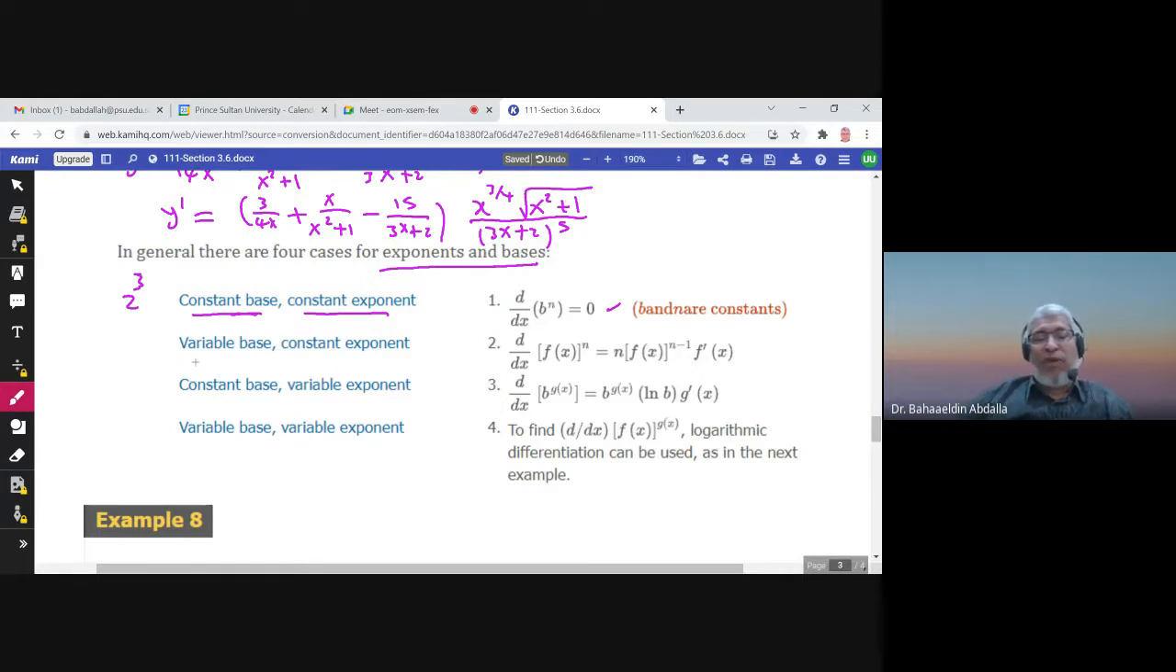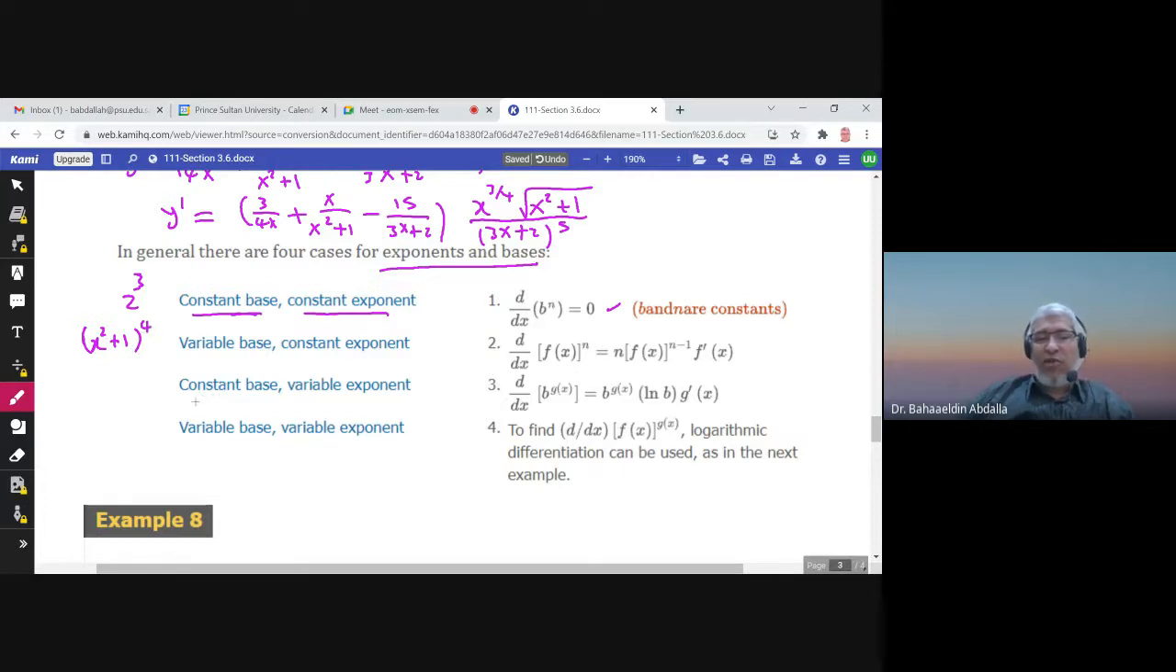What if we have a variable base? So for example, x squared plus 1 to the power 4. What would be the derivative with a constant exponent? Well, the derivative of f of x to the power n is n times f of x to the power n minus 1 times f prime. So the derivative would be 4 times x squared plus 1 to the power 3 times 2x.